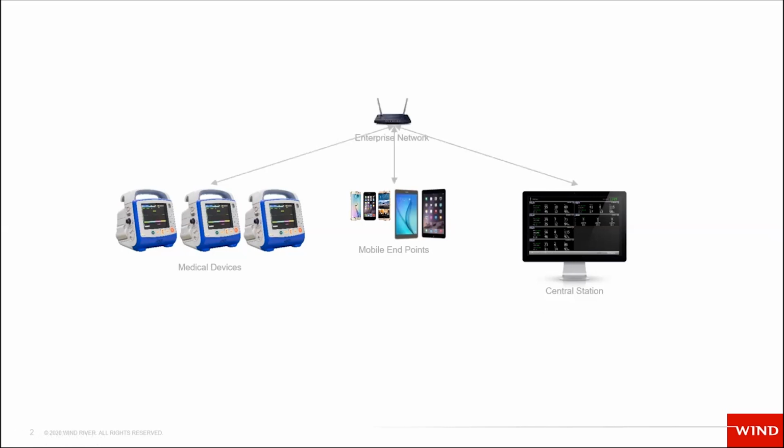Now, to do this, what we're starting to see is basically multiple devices, medical devices, mobile endpoints, the central station, all residing on the same enterprise network. However, from a programmer's point of view, to achieve this, what we are really seeing is four separate code bases. You have a code base for the user interface on the medical device. You have a code base for an Android-based mobile endpoint. You have a code base for an iOS-based user interface, and you have a separate code base for the central station.